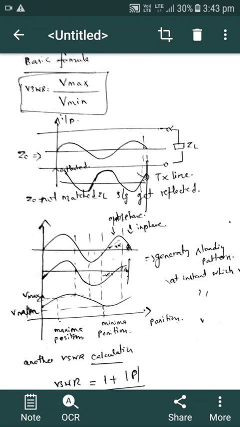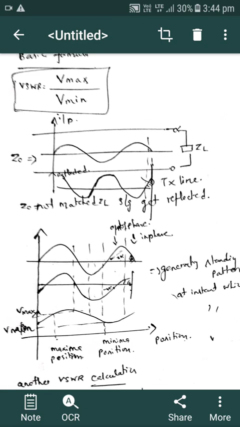So at each position, the voltages of the incident and reflected waves can be in phase or out of phase. Based on that, we get a standing wave pattern in the transmission line. The standing pattern is because of the incident and the reflected wave, and this reflection is because of the input impedance and the load impedance mismatch.